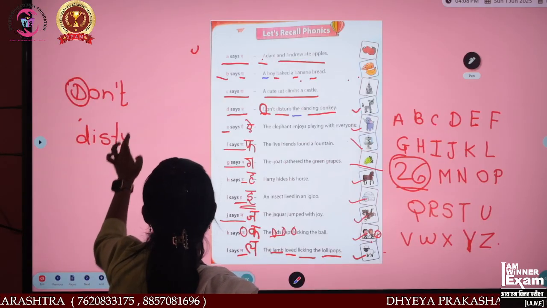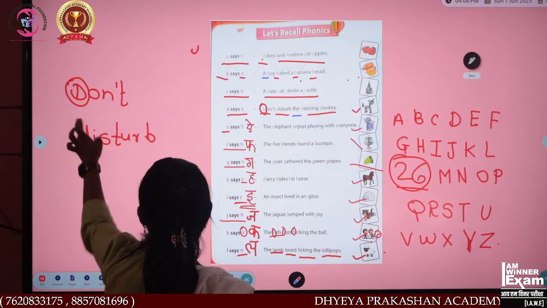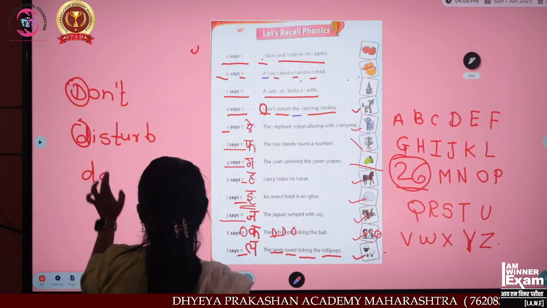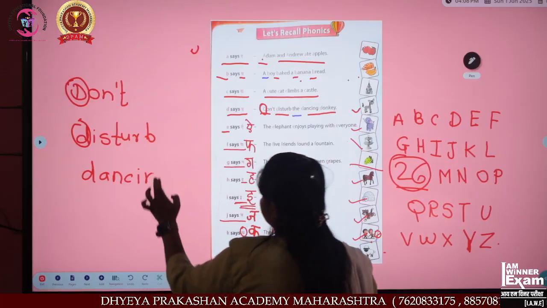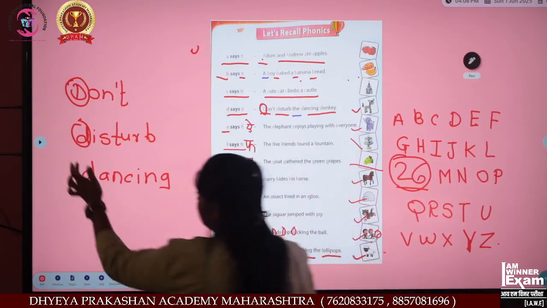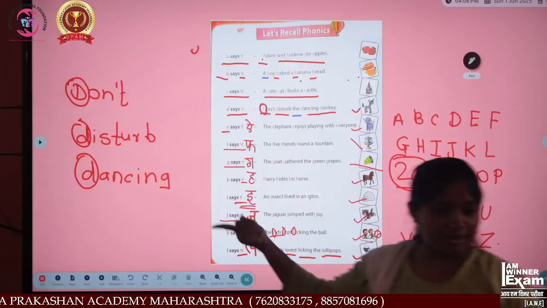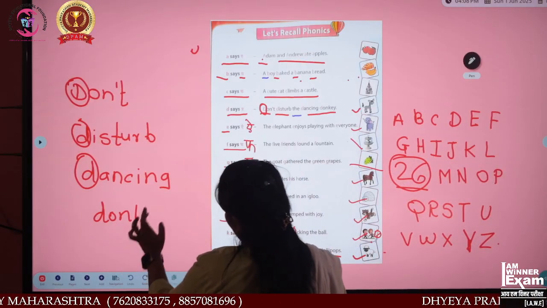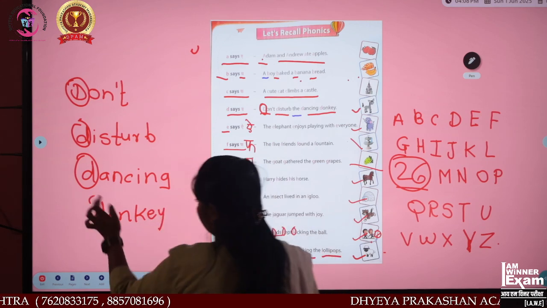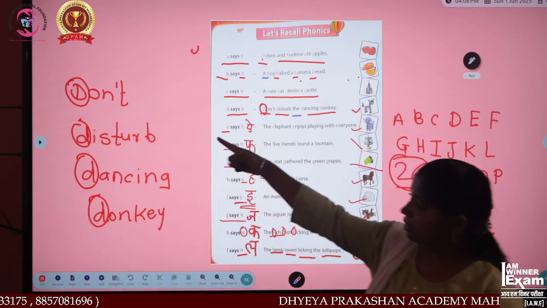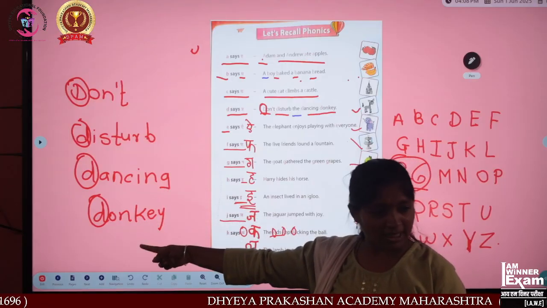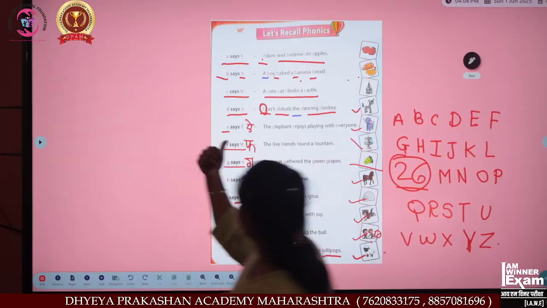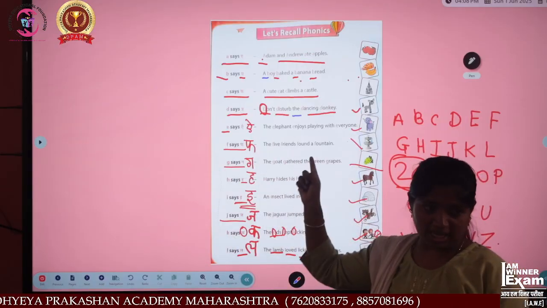Next word, disturb. D says the. Next, dancing. D says the. Next, donkey. So D says the. Don't disturb, dancing and donkey. D says the. E says a.